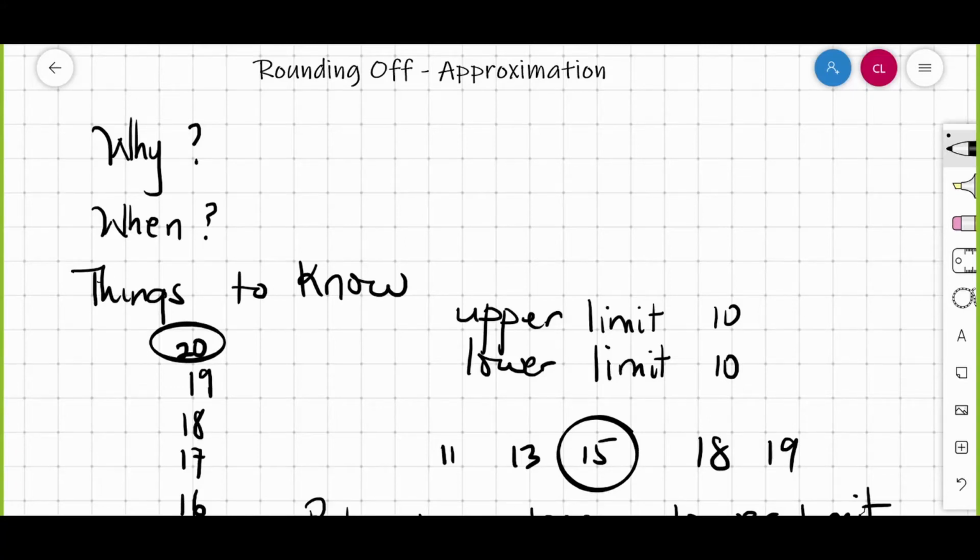So let's go again. Rounding off or approximation, why and when. Any ideas on that? Why would people? One of the reasons for rounding off is for what they call quick calculations, right? You don't need something to be exact. You need a quick calculation. When would you need this?